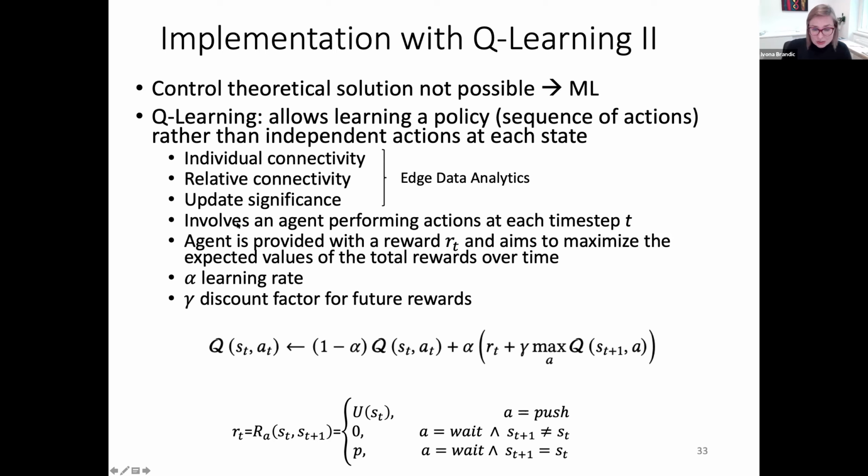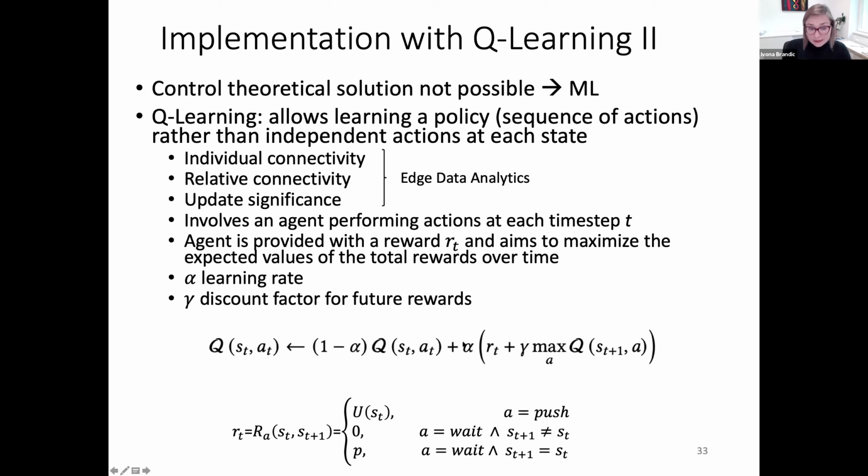And here we involve an agent performing actions at each time step t. An agent is provided with a reward, and we aim to maximize the expected value of the total rewards over time. And you can see here we equip our agents with a learning rate, and we also have a discount factor for the future rewards. You can also see that the rewards are measured as a utility if we execute push, so if we update the model. It is 0 if we decide to wait. And if we wait, but we are in this loop and there are no further updates, then it's a penalty, right? We give a certain penalty.